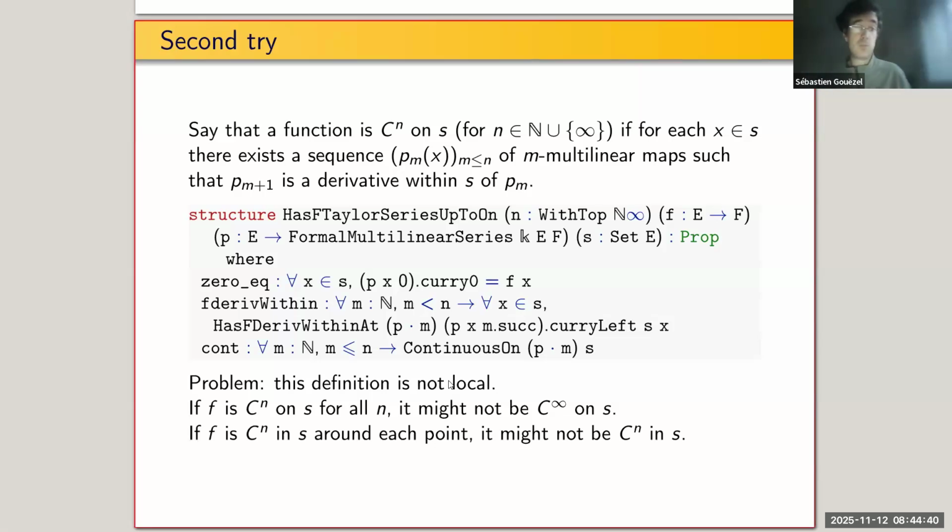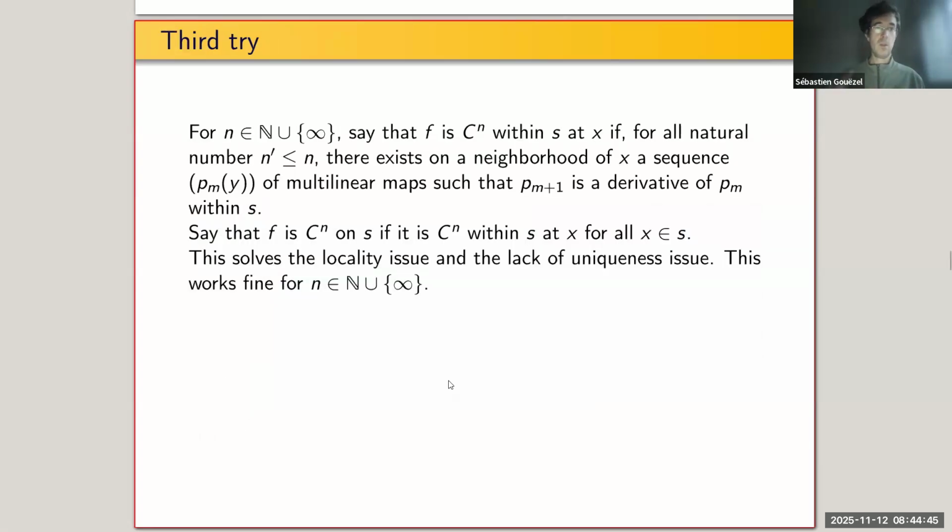So if you want a nice definition that works in all situations, you have to take care of this locality issue. So let me solve the locality issue by forcing the locality in the definition. If n is a natural number or infinity, I will say that f is Cn within S at some point x if for all natural numbers n prime smaller than n, there exists some neighborhood of x and a sequence of multilinear maps on this neighborhood such that Pn plus 1 is a derivative of Pn within S.